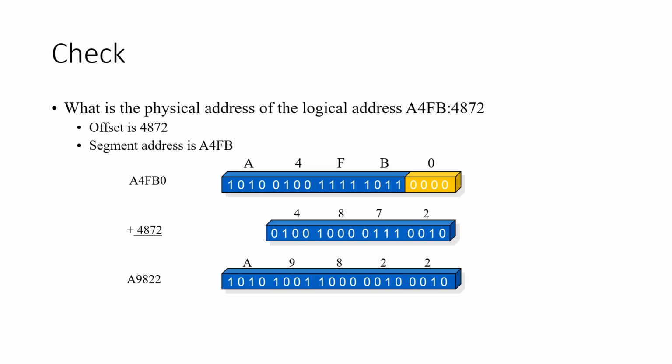We'll say this again with one more example. I've defined my base address as A4FB and then my offset address as 4872. So this is the logical address. I'm asking to calculate the physical address location. So naturally what we've got to do is left shift this A4FB. So I'm adding four binary zeros here, making it a 20-bit address. And then I'm adding the 4872, which is the offset address. So finally adding it, I'll result in A9822, which is the real physical address for this particular logical address.